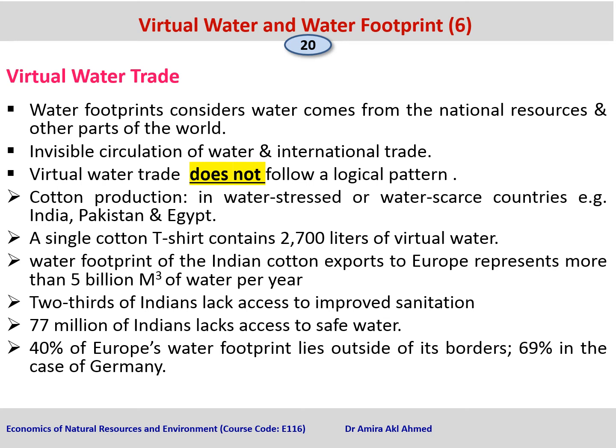Cotton is often produced in water-stressed or water-scarce countries such as India, Pakistan, or Egypt. The water footprint of the exports of cotton from India to Europe represents more than 5 billion cubic meters of water per year, while 2/3 of the population of India lacks access to improved sanitation. Moreover, 77 million Indian people lack access to safe water.